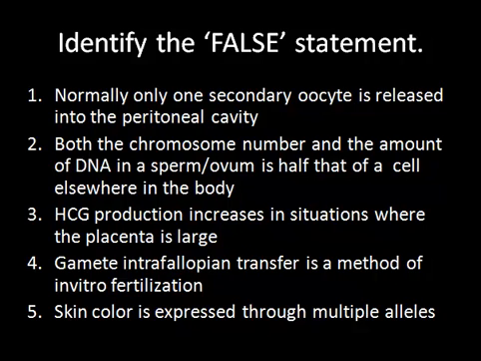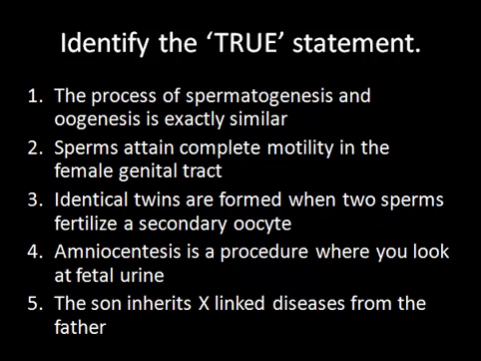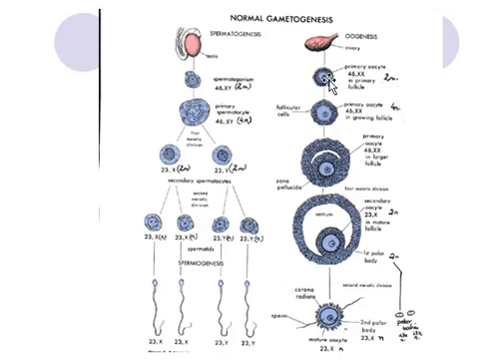Let's look at the next question, where you have to identify the true statement. The first one is: the process of spermatogenesis and oogenesis is exactly similar. Now this is false, as I showed you in the previous image. Notice that these 4 spermatids form 4 sperms, and this process goes on till the sperms are formed. Whereas in oogenesis, notice the secondary oocyte will form an ovum only if it is fertilized. So if it's not fertilized, the process is not completed.